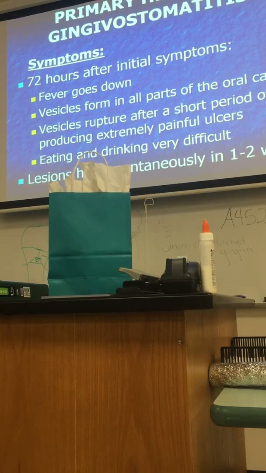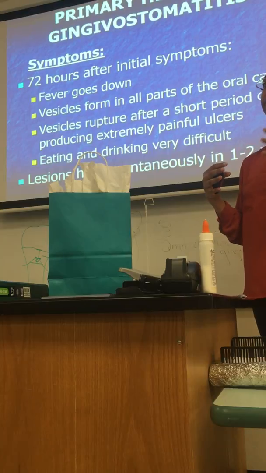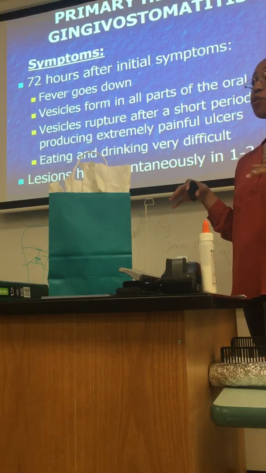You're so dehydrated because it encompasses your whole mouth, and it makes it really hard. After the 72 hours, once the fever goes down, you get the vesicles, and then the vesicles eventually rupture into ulcers. At that point, what we used to say here is that as long as it was crusted over, it was no longer in its contagious state. But through the CDC, that is not true. At any stage, it is going to be contagious.